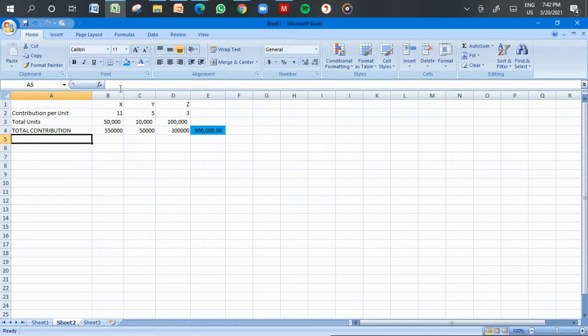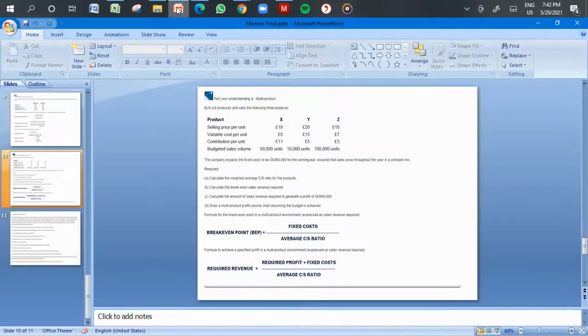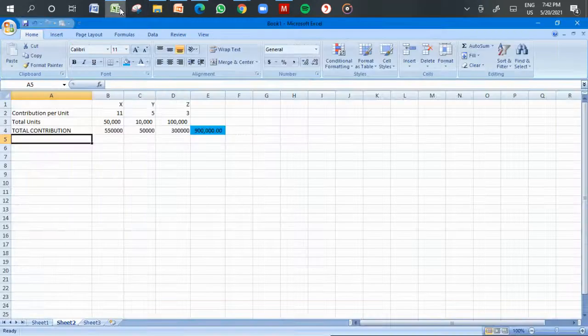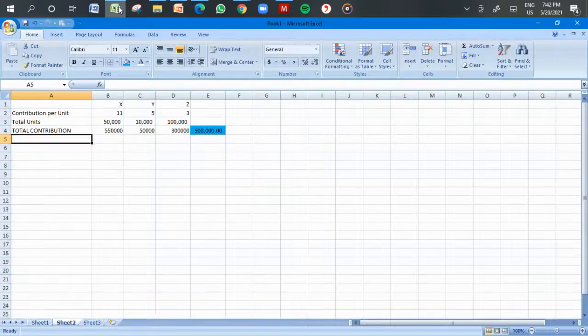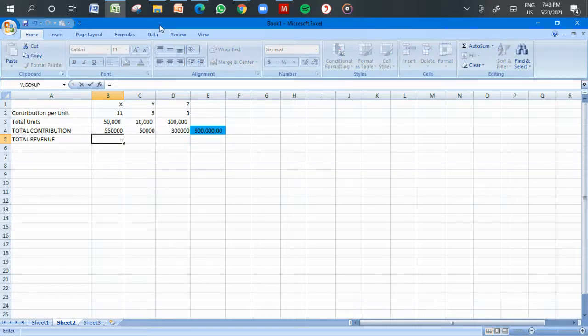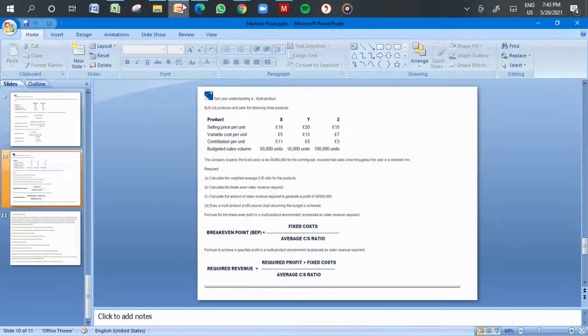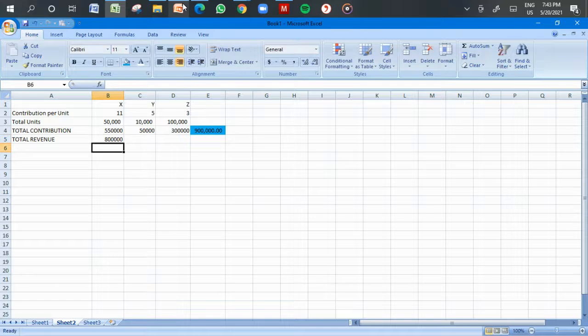Then what about the total revenue? Because to calculate the weighted average, our requirement is saying calculate the weighted average contribution to sales ratio for the products. We say the formula is total contribution divided by total revenue. So in this case, our total revenue will be, for X, the number of units that we budget to sell multiplied by the selling price per unit, which is equal to 60.